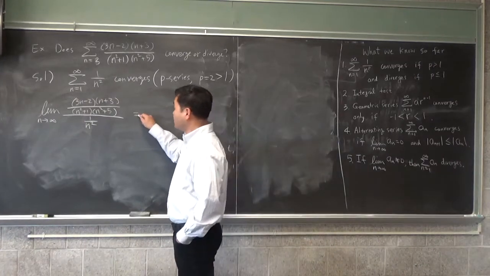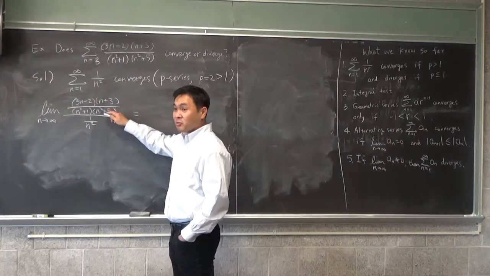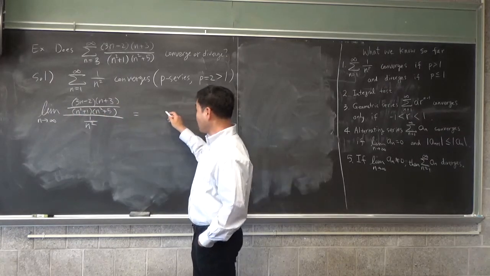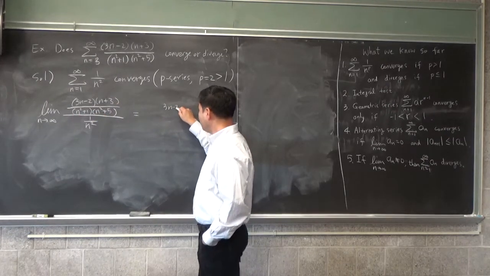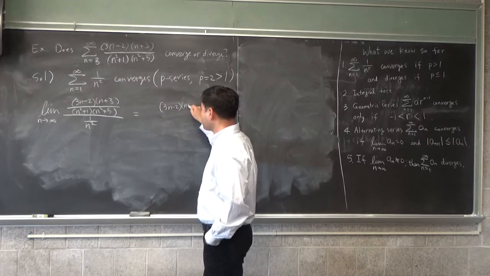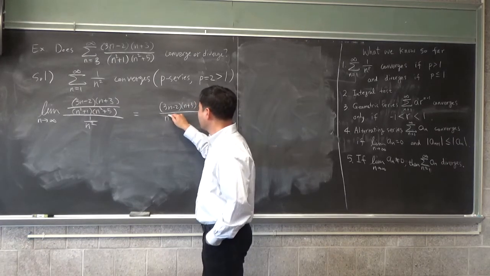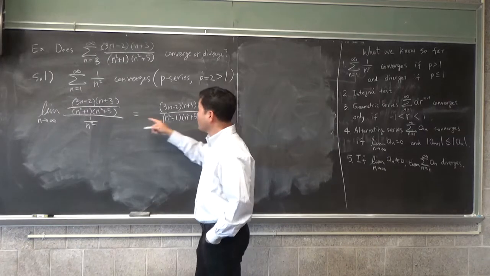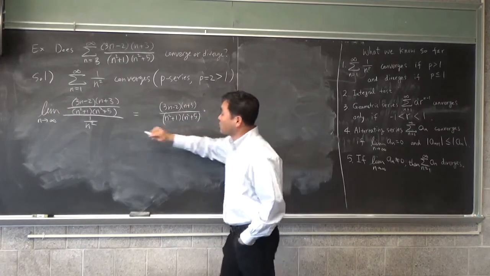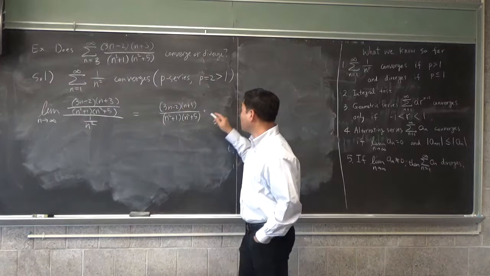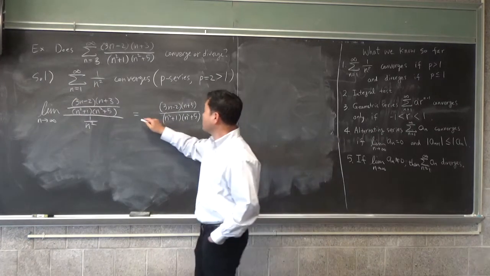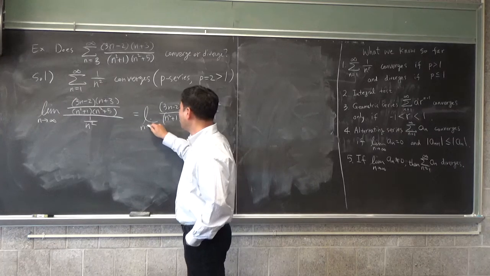And then, keep, change, flip, right? Keep the top, change the division to multiplication. This division became multiplication, and you flip the 1 over n squared, so it's n squared over 1. You're still taking the limit as n goes to infinity.